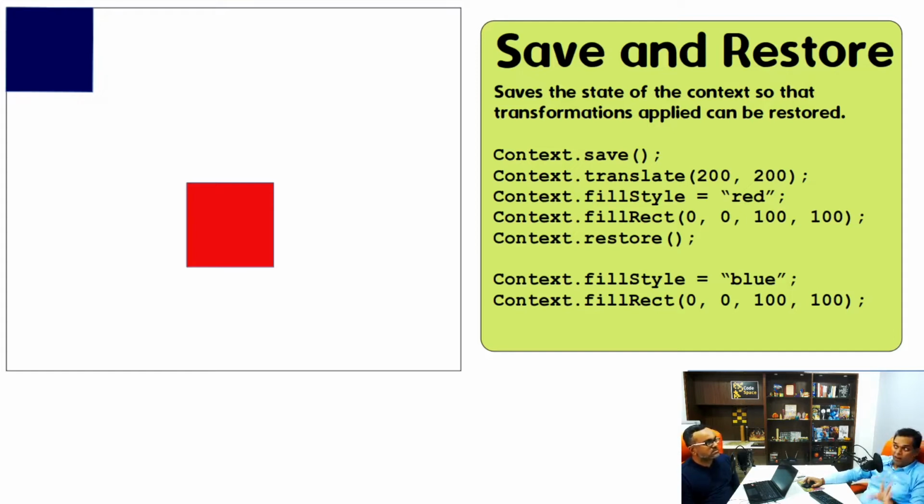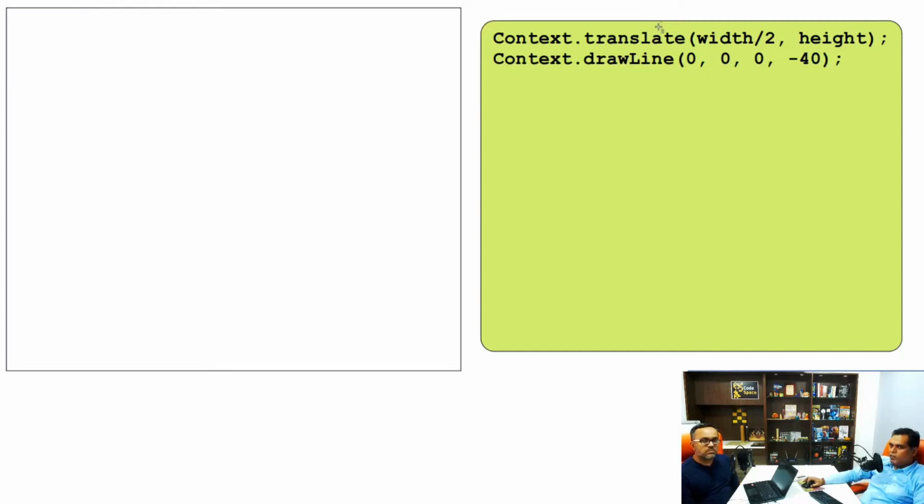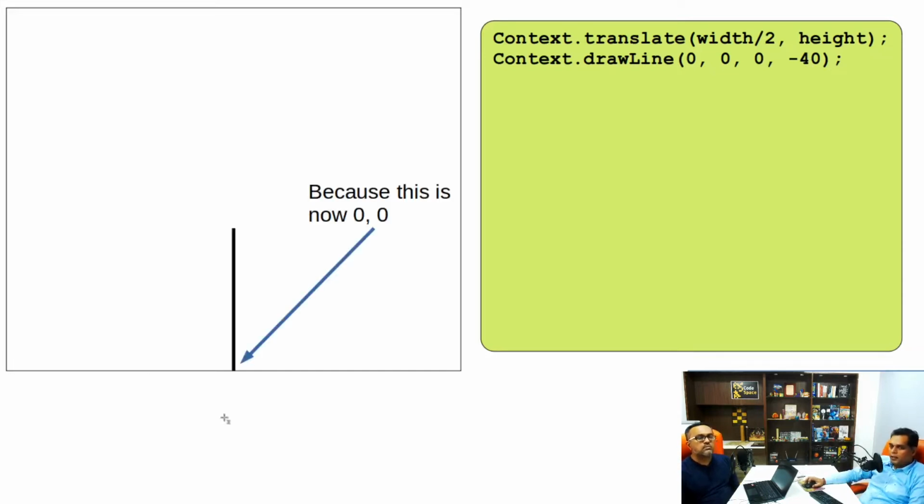Now let's do what we are going to do today. We're going to be drawing a fractal today, and let me just explain the steps we are going to do. I have a context on which I translate to width/2, height. So width/2 is half of the width of the canvas, and height is the whole height. Then I say draw a line from 0, 0 to 0, minus 40, which means it will go up. That line would look like this, and the reason for that is because this point over here has now become the new 0, 0.